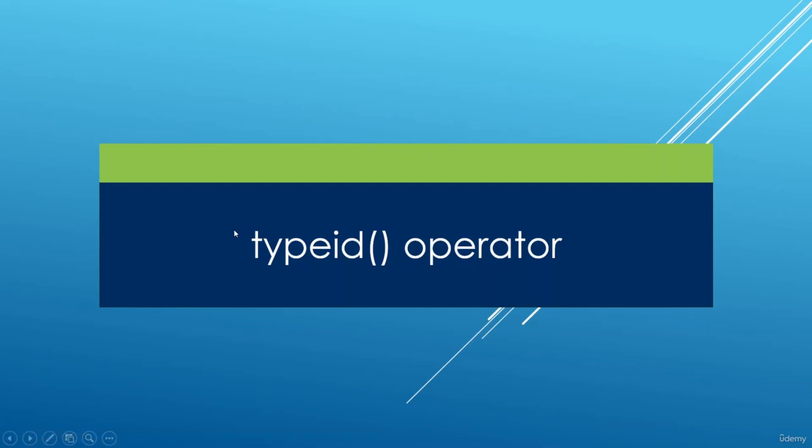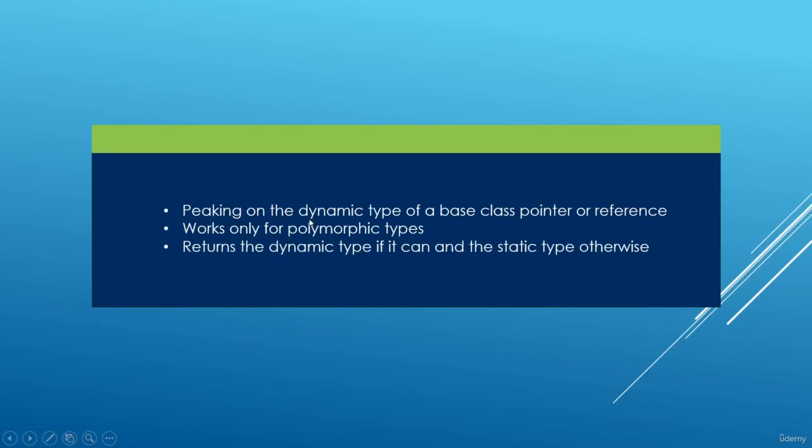In this lecture, we're going to learn about the typeid operator. This is an operator we have in C++ we can use to ask a base pointer which kind of derived object it is managing at a given moment in time. So we can basically use this to pick on the dynamic type of a base class pointer or reference, and we're going to get that information to be able to print it out and see what is really happening behind the scenes.